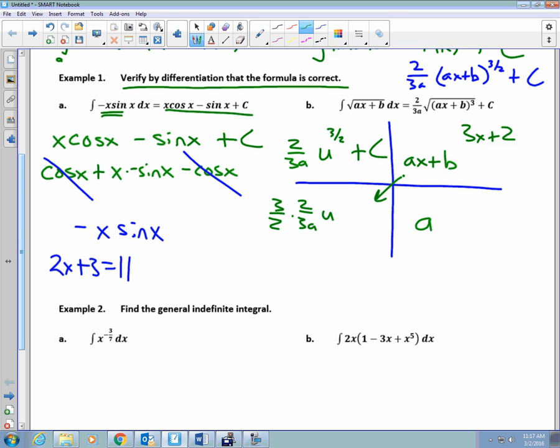U to the what power? 1 half. What happens to the c? Goes away. What do you notice about the 3 halves times 2/3? I'm left with 1 over a, u to the 1 half, times a. Now what happens? The a's cancel, and I'm left with u to the 1 half. What is u? Ax plus b, so I get square root of ax plus b.